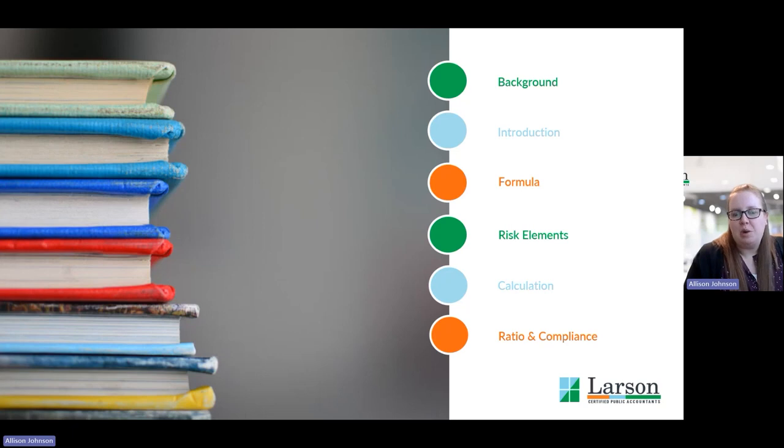Then we'll dive into the formula. This is where we're going to look at all the different pieces to our puzzle, and we'll put them all together with the risk elements as we find out how those impact the RBC calculation. Then we'll go into the actual calculation and see how those puzzle pieces finally fit together to come up with your RBC number. The last thing we'll talk about is ratios and compliance and how that RBC number impacts your compliance with the regulatory standards.